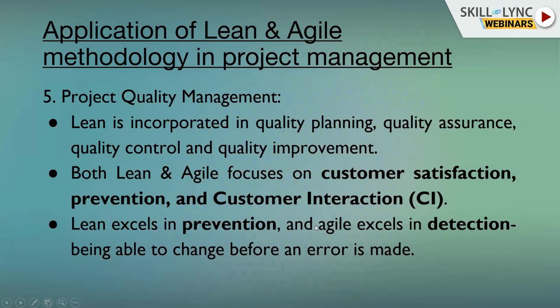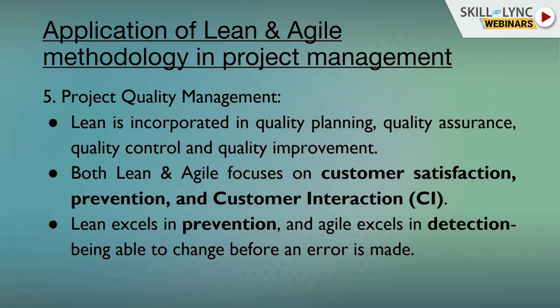Now coming to the next one, that is project quality management. This is an important knowledge area, and it's very important for the project success as well. In Lean, quality management is the act of overseeing all activities and tasks needed to maintain a desired level of excellence. This includes creating and implementing quality planning and assurance, as well as quality control and quality improvement. It is also referred to as total quality management, that is TQM.